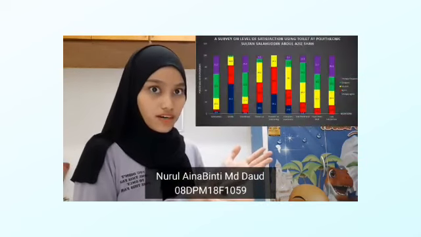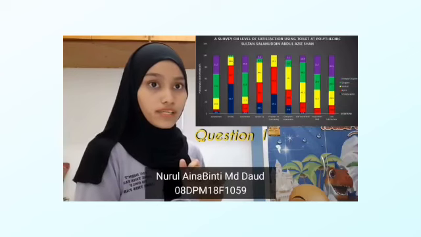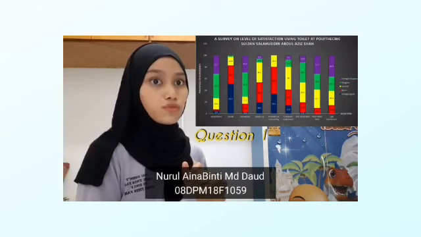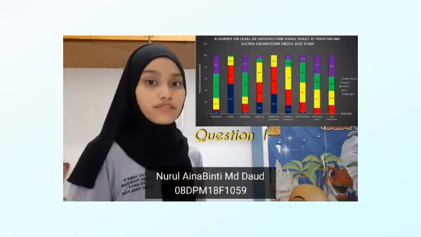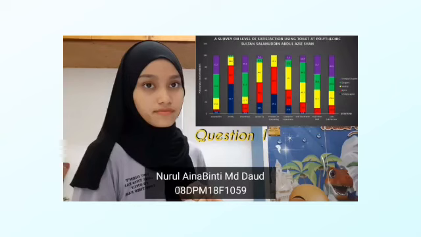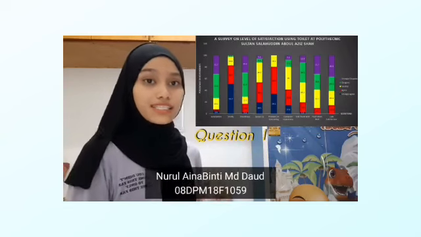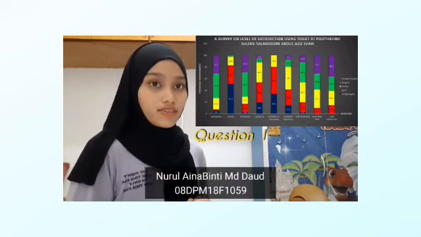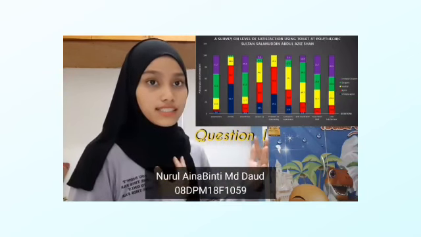Okay, this is the graph. There is 4.9% strongly agree that they are satisfied with the toilet, but 41.5% disagree with the toilet satisfaction. So why did this happen? We can know the reason through the other questions.